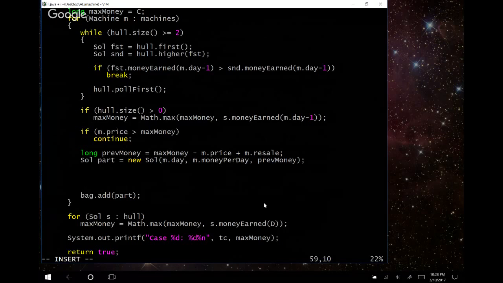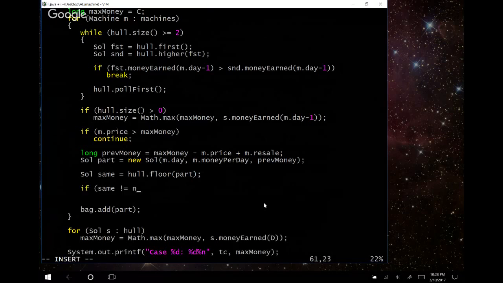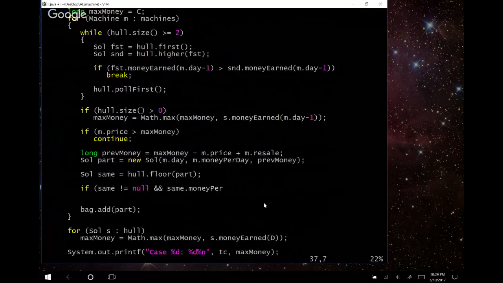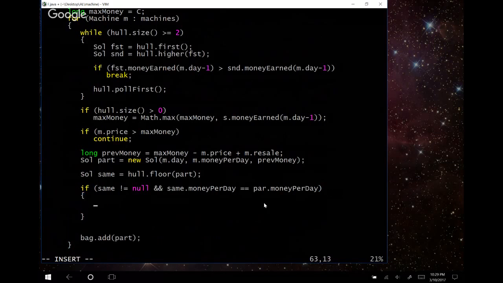So I need to find this element and pull it out of the data structure. The easiest way to do that looks like it's going to be ceiling. So I'll do that. Call it same. So I'll do hull dot floor. And if something's there, and it happens to have the same money per day, I think it's called money per day, right? Yeah. It ends up having the same money per day as what I'm currently adding. And I need to look at each of them and make a decision right now on which one's going to be better.